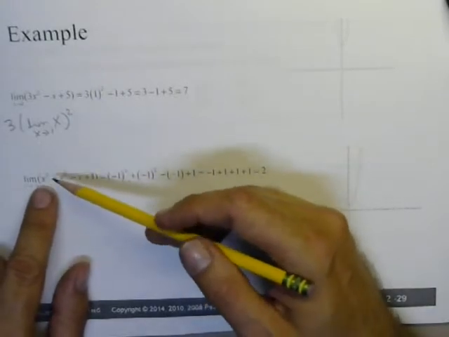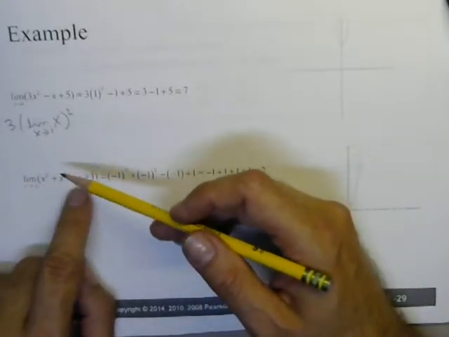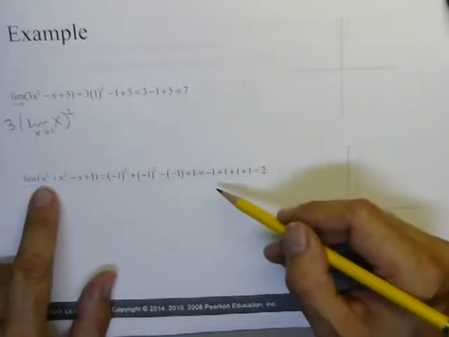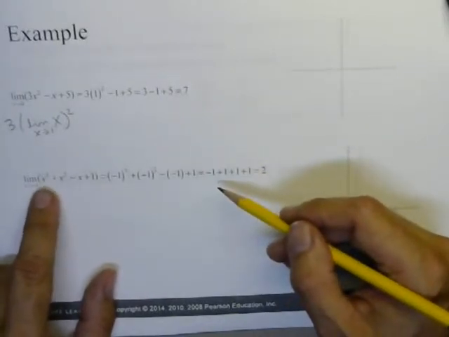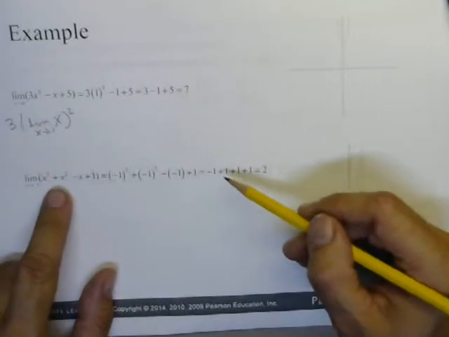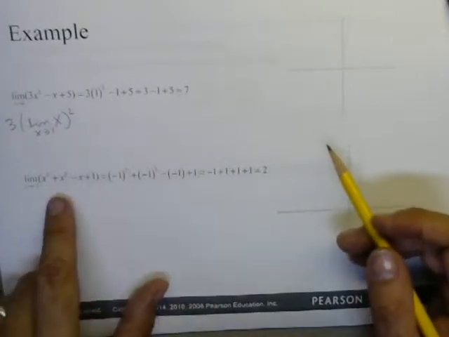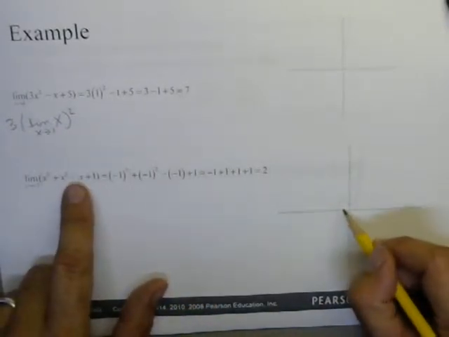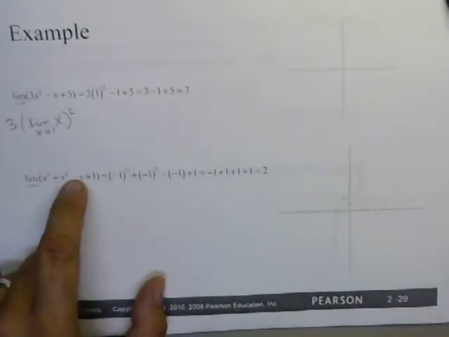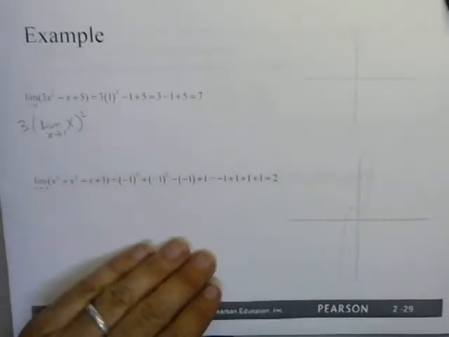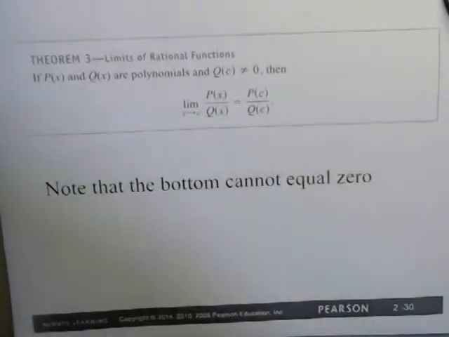Here again, technically you should use the limit laws to break this apart, but because of that theorem, wherever I see an x, I can just put in a -1. So I'll get -1 plus 1 plus 1 plus 1 equals 2. And then just stick -1 in for x, and I'll get 2. Again, if you graph the function, that sort of corroborates what you've got there.